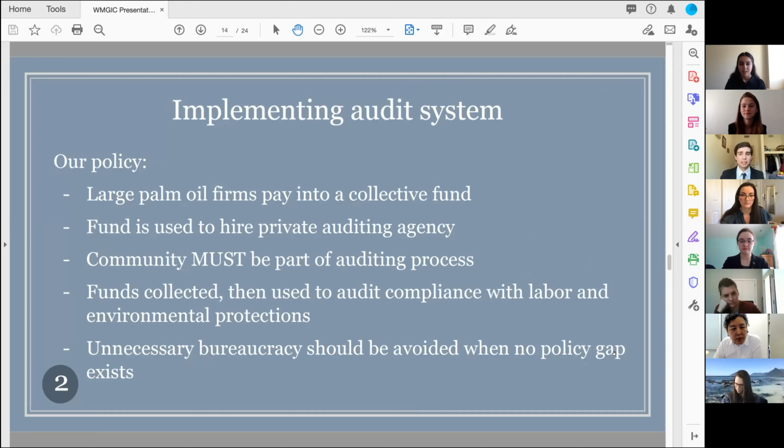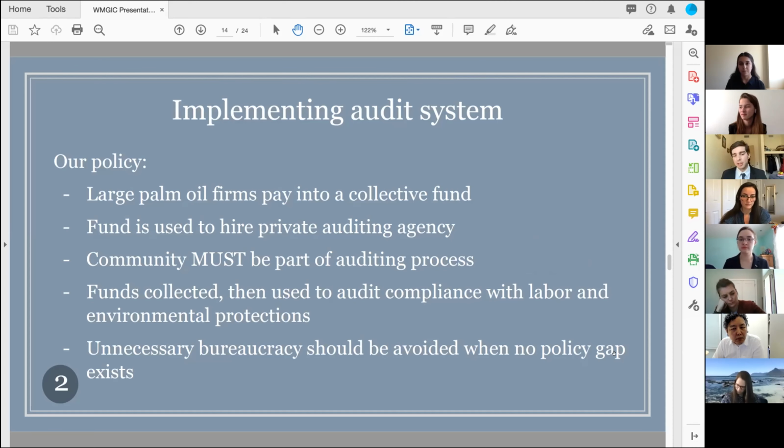The fund is used to hire a private auditing agency. They will be the ones auditing the farms in addition to the community. Our stipulation is that the community must be part of that auditing process. We will leave it to the community board to decide how exactly would be best for them to be a part of that process, but we will propose that a few community board members will always accompany the private auditor to each farm as they do their audits.